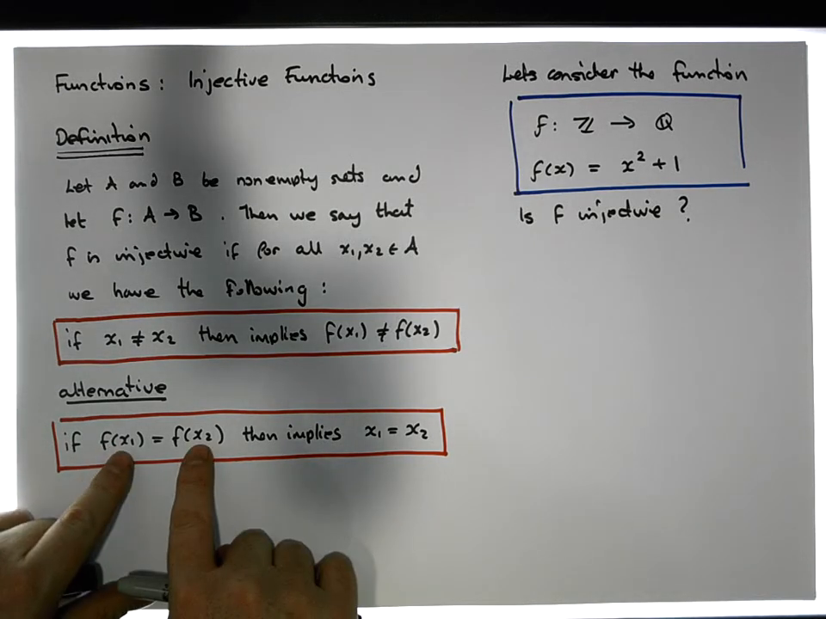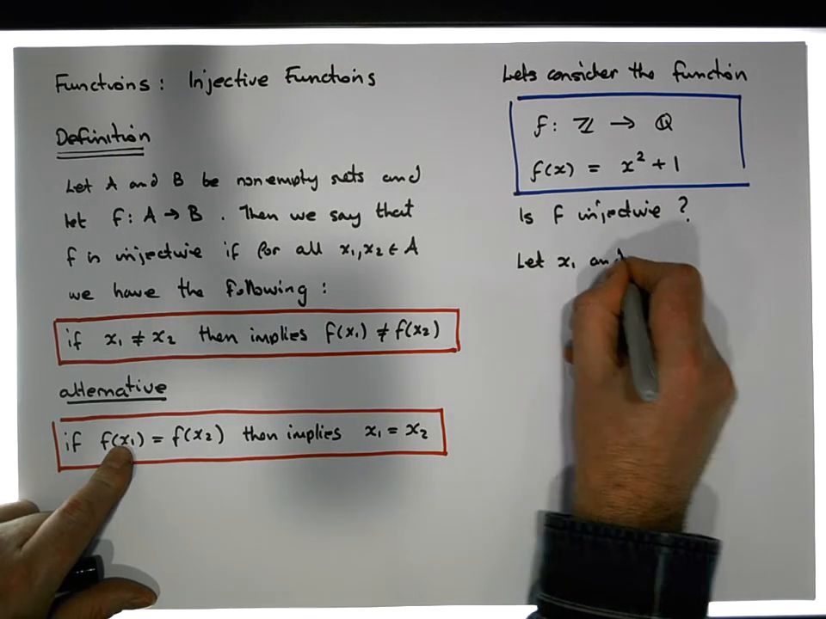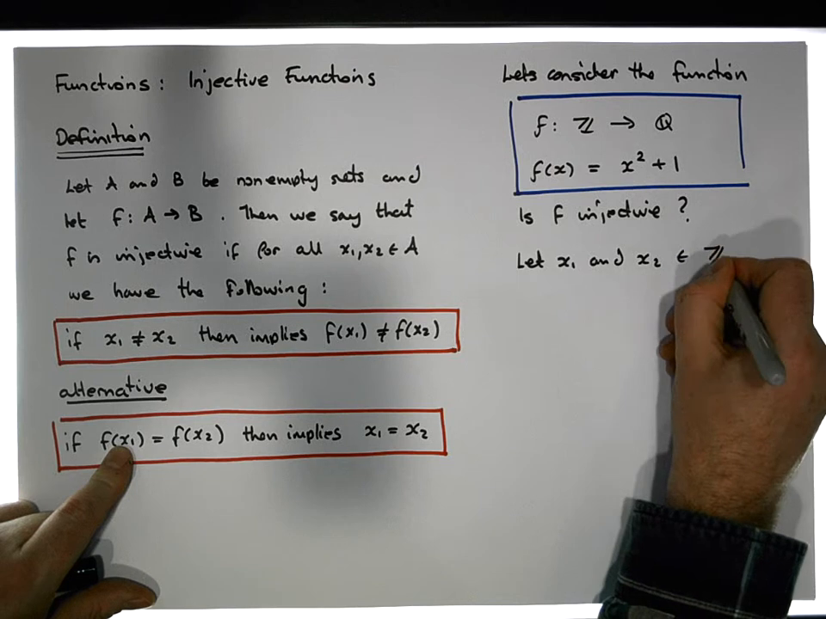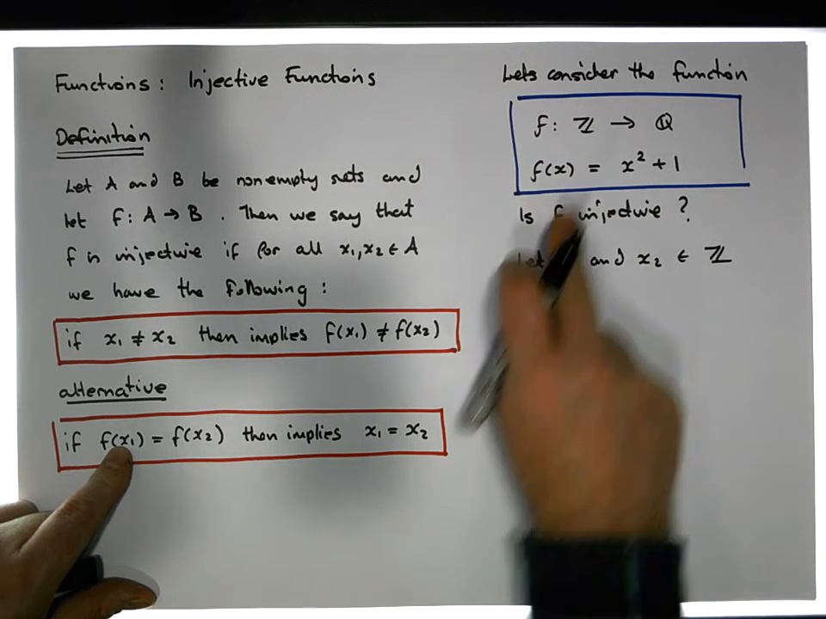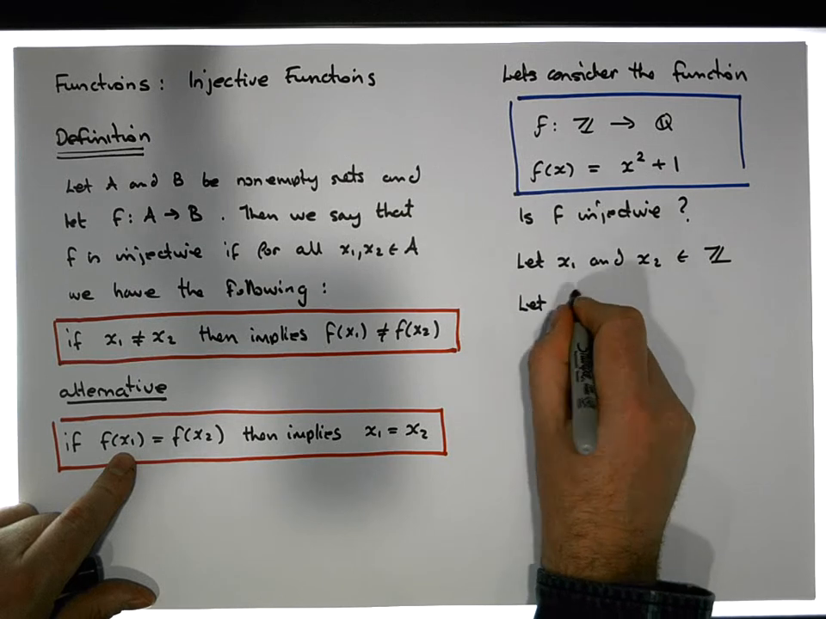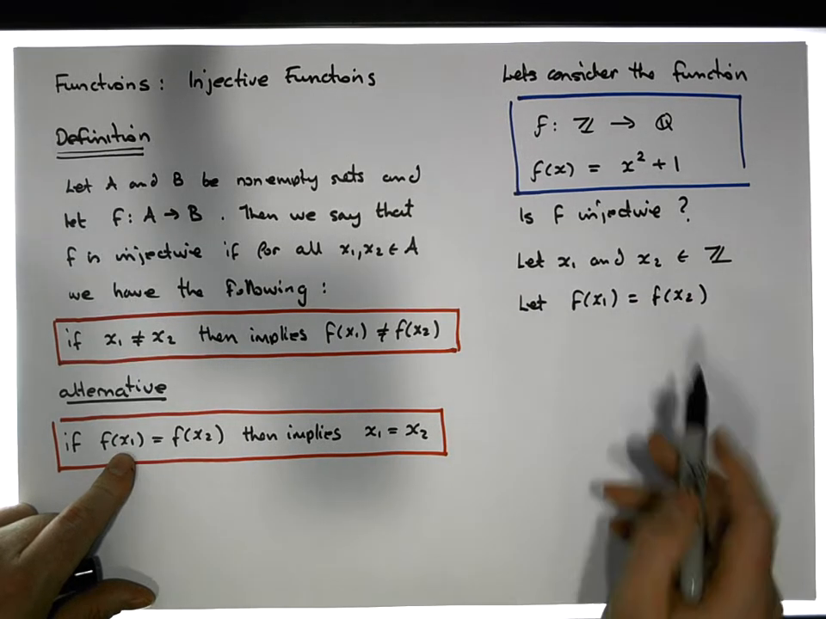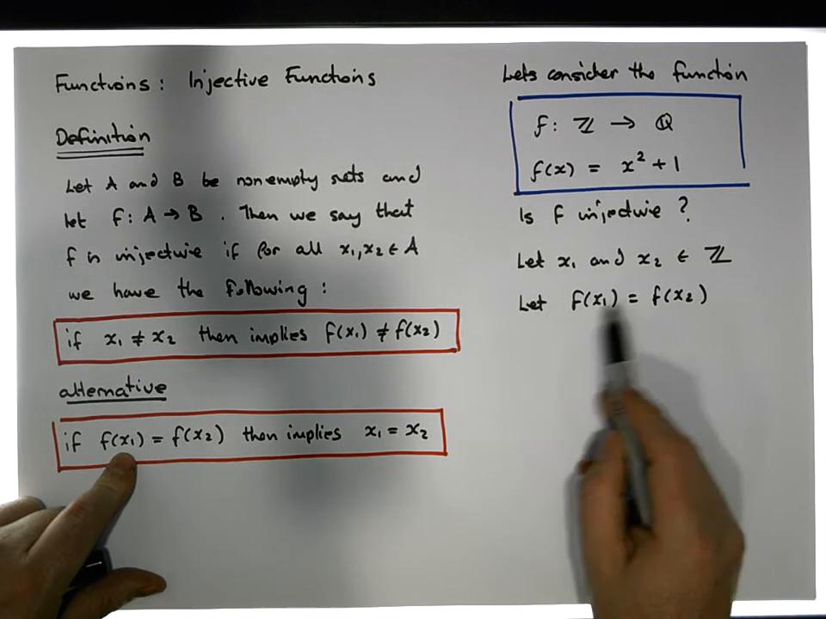If we take this approach, we must have two values that came from a domain. So let's say let x1 and x2 be elements of Z. In other words, they came from a domain and they were mapped into a codomain. And also let f of x1 equal f of x2. So the two values have been mapped to the same value.